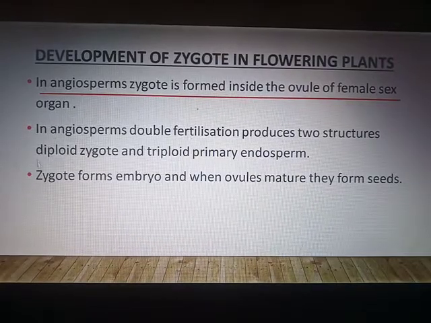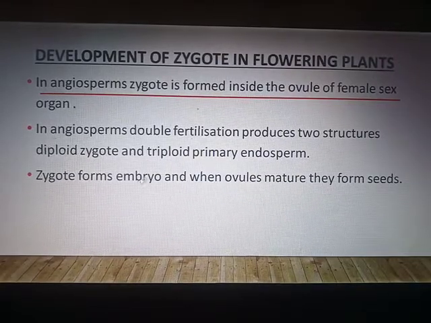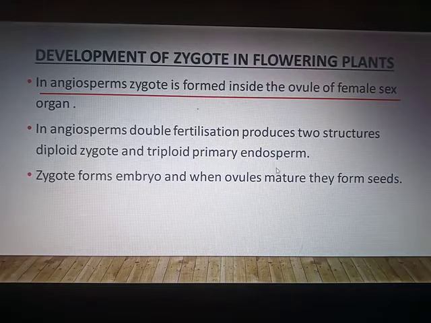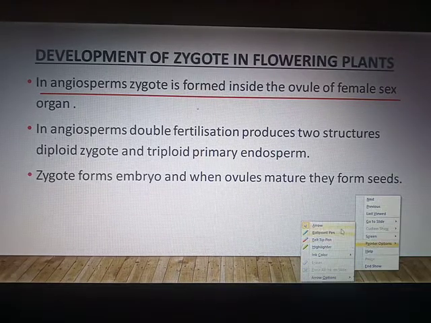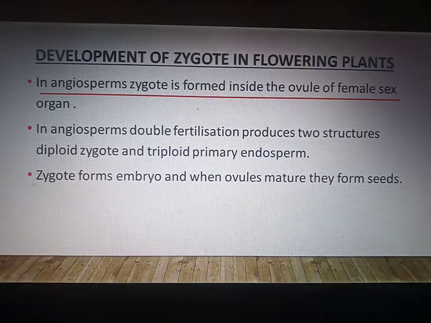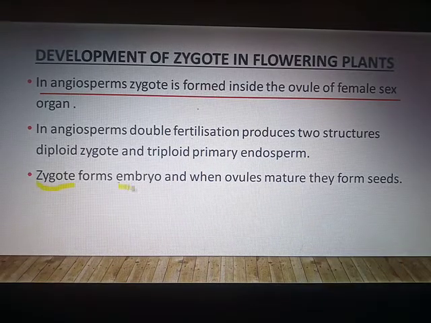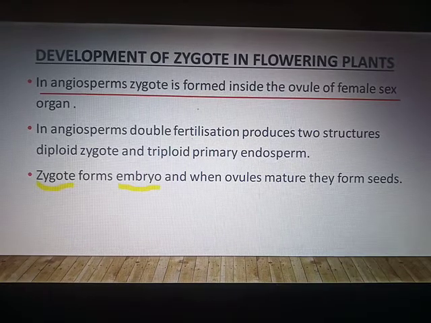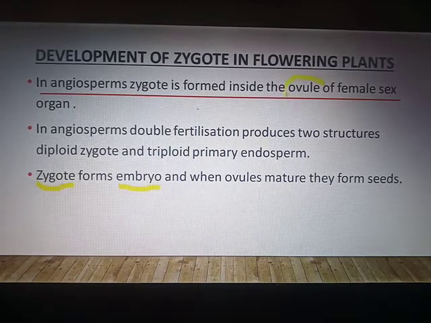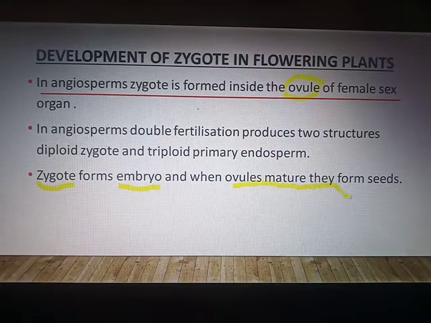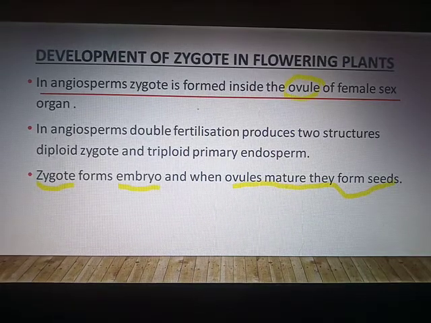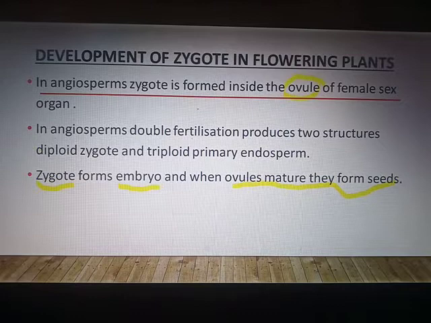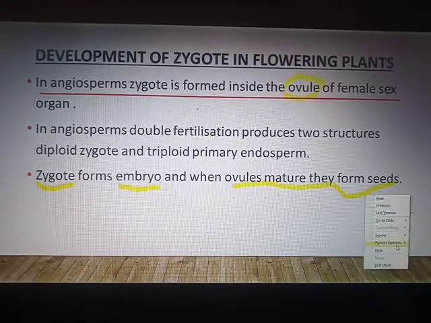The next point is zygote forms embryo, and when ovules mature, they form seeds. Students, zygote forms embryo as you all know, but when ovules mature, they form seeds. Remember this point because it comes in the NEET examination sometimes.